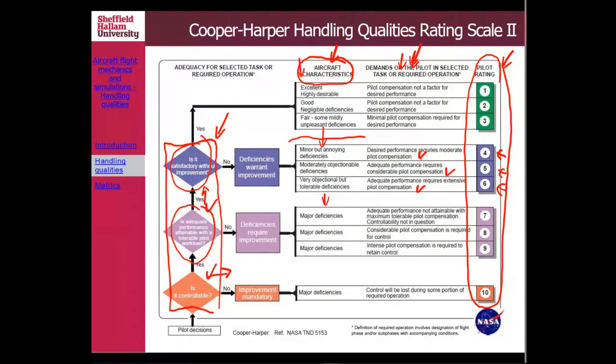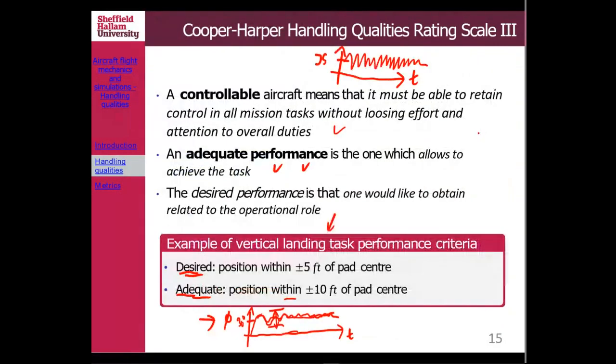But if it is still satisfactory without improvement, you still need to rate that into whether desired performance, not a factor, and then minimal pilot compensation, and so on and so forth, which I eventually need to put into a scale 1, 2, or 3. Okay, so that is what I mentioned earlier in the class, that you need to consider. Not only looking into this, you might need to also look into that.